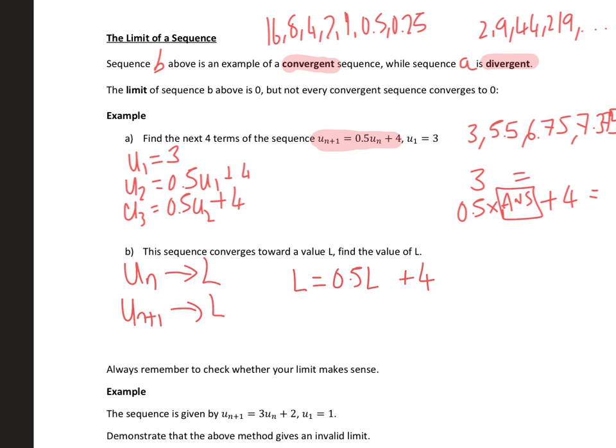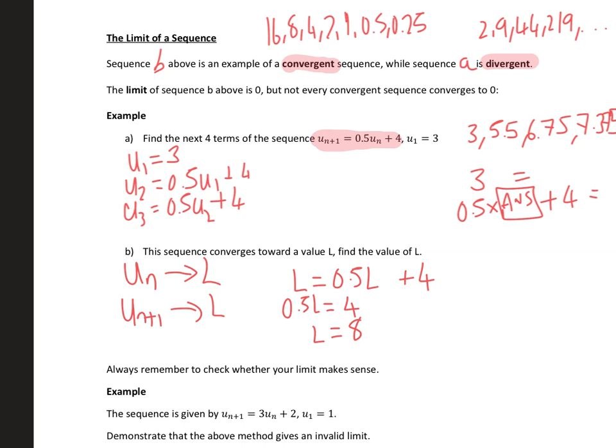Now I'm going to take away 0.5L from both sides. On the right hand side, I'm just left with 4. On the left hand side, I get L take away 0.5L, so I'm just left with 0.5L. And then to get L by itself, I need to times both sides by 2. So I get 8. So I do get that the limit is 8.